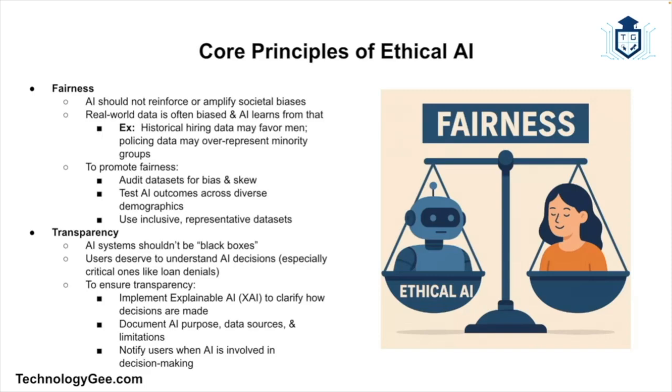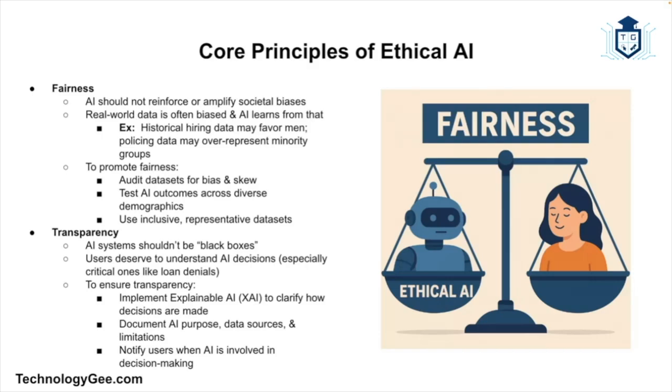But here's the kicker. AI learns from data, and that data reflects the real world. And let's be honest, the real world does have biases, such as historical hiring data that might favor men over women, or police data that might overrepresent certain communities, or facial recognition systems that may work poorly on darker skin tones. Now, practicing fairness means auditing training data for bias, testing AI outputs across different demographics, and using inclusive data sets that reflect diverse populations.